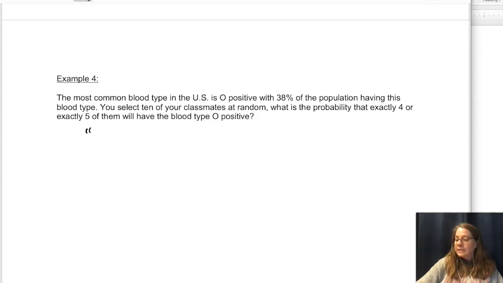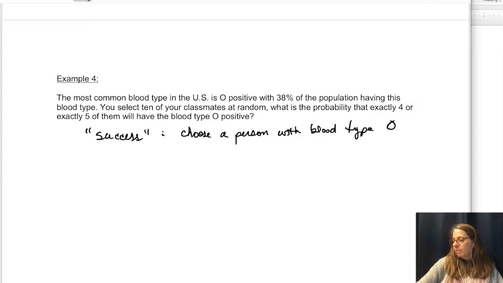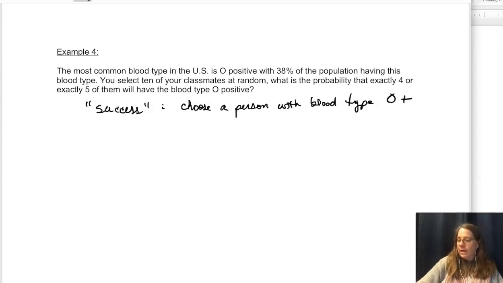It's important to understand what a success is in each of these problems. A success in this case is choosing somebody with blood type O. And therefore, the probability of this success is 0.38. The probability we do not choose a person with blood type O positive is 1 minus 0.38, or 0.62.